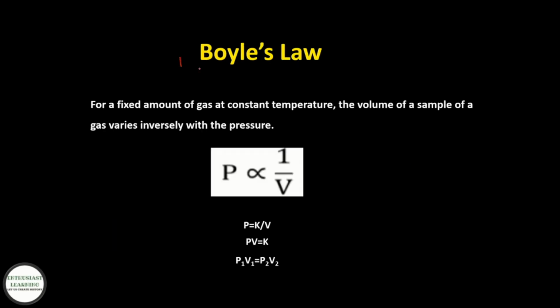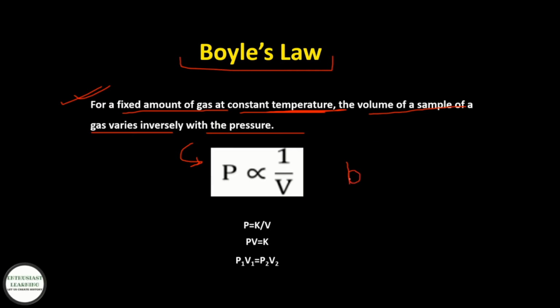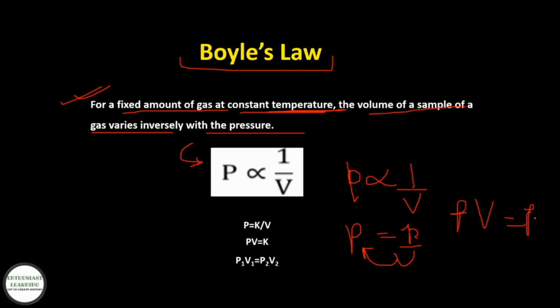Now we'll move to Boyle's law. It says that for a fixed amount of gas at constant temperature, the volume of a sample of a gas varies inversely with the pressure. That means P is inversely proportional to V. That means P is equal to K by V. If we move V to the other side, then PV is equal to some constant K. So P1 V1 will be equal to P2 V2.